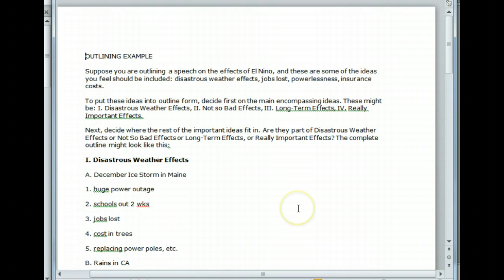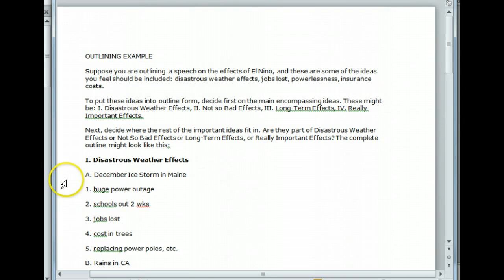Okay, so suppose you're outlining a speech on the effects of El Nino. These are some of the ideas you feel should be included: disastrous weather effects, job loss, powerlessness, and insurance costs. To put these ideas into outline form, decide first on the main ideas. This might be disastrous weather effects, not so bad effects, long-term effects, really important effects.